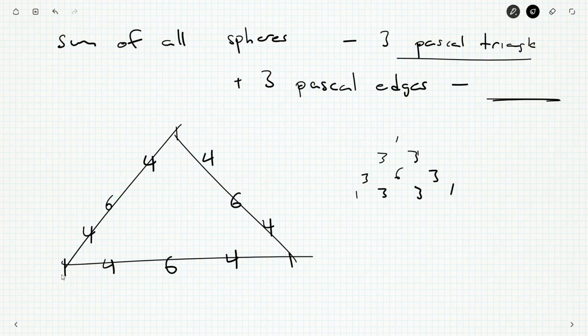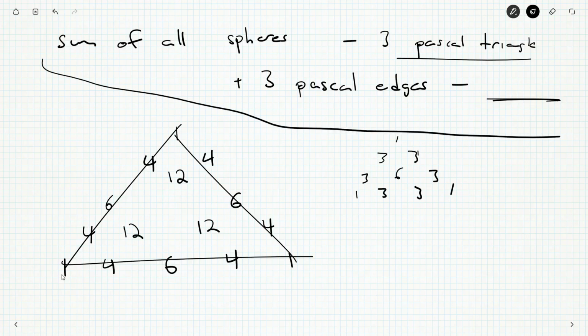So we'll get a 12 here, a 12 here, and a 12 here. Yeah. And those are internal ones as well. They're not part of the outside edge. So okay, we are counting up the right thing with this sort of pseudo calculation.